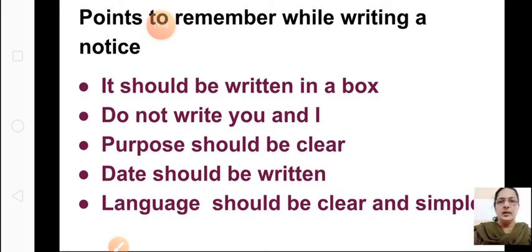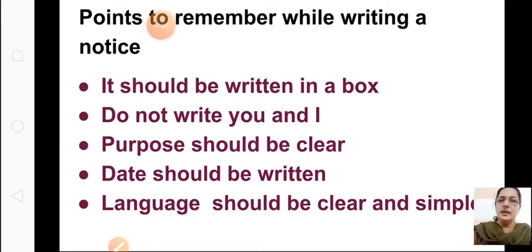Purpose should be clear, for what you are writing the notice. Suppose a drawing competition is to be held. The time of that drawing competition, the date of the competition, and where it is should be clearly mentioned. So when it is to be held, where it is to be held, and what the time is, everything should be mentioned properly.